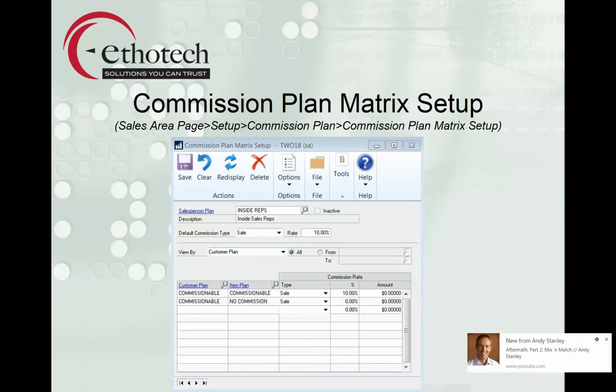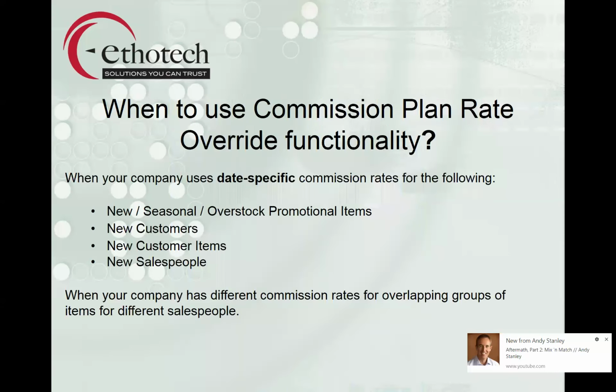So now, what if you have exceptions to these rules? These are the rules maybe that hit 75, 80, 90% of your commission plans, and now you have some exceptions. What do you do? This is where the commission plan rate override functionality comes into play. This functionality is available to commission plan Apex customers. So there's two products we have: Commission Plan Keystone, Commission Plan Apex. This functionality is available in the Apex program.